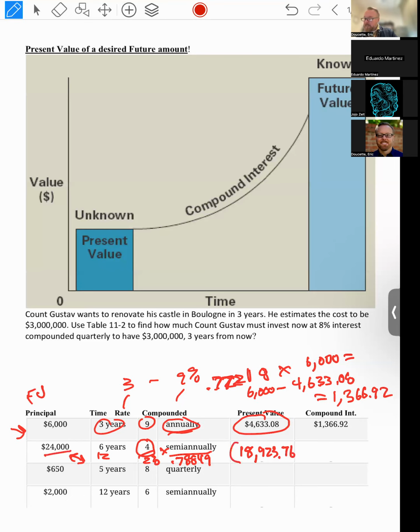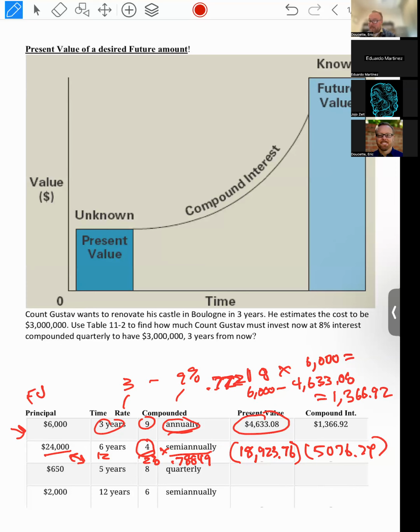So that means presently I need to deposit 18,923. And if I want to figure out how much interest that would earn, I would take my 24,000, which is what I'm hoping to have in the future, and I would minus the 18,923.76. And it would come out to $5,076.24. So there's my compounded amount. I made $5,000 on that investment.